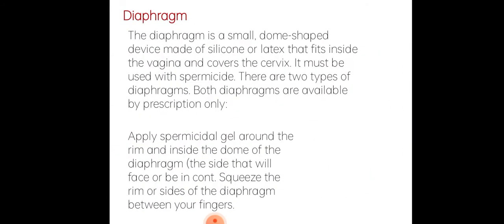Diaphragm. The diaphragm is a small, dome-shaped device made of silicone or latex that fits inside the vagina and covers the cervix. It must be used with spermicide. There are two types of diaphragms. Both diaphragms are available by prescription only. Apply spermicidal gel around the rim and inside the dome of the diaphragm. Squeeze the rim or sides of the diaphragm between your fingers.